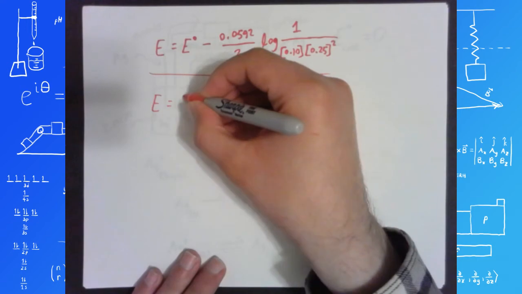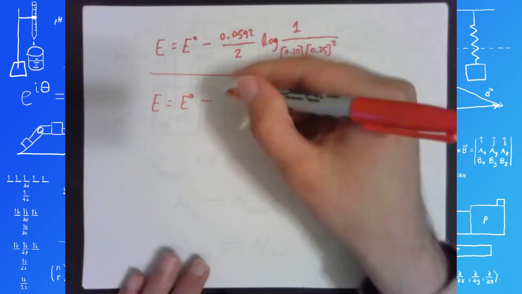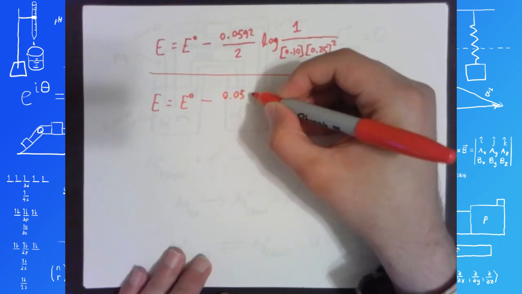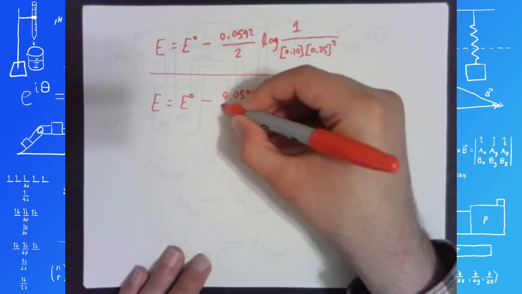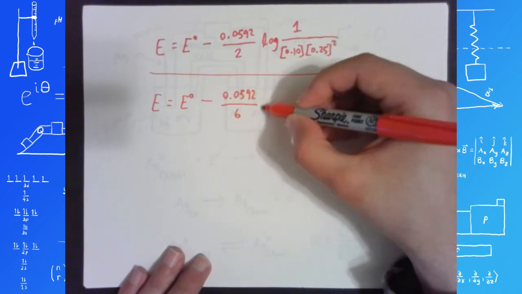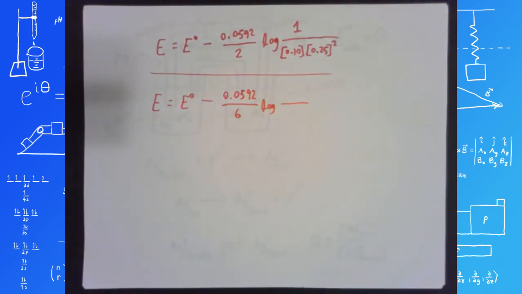So you would calculate E standard from the data tables, and then it's 0.05. Oh, right, it's still under the same temperature. It's still at room temperature. So 0.0592 over 6 times log of, what would the overall reaction be? You can ignore the solids because they don't contribute to the reaction quotient.